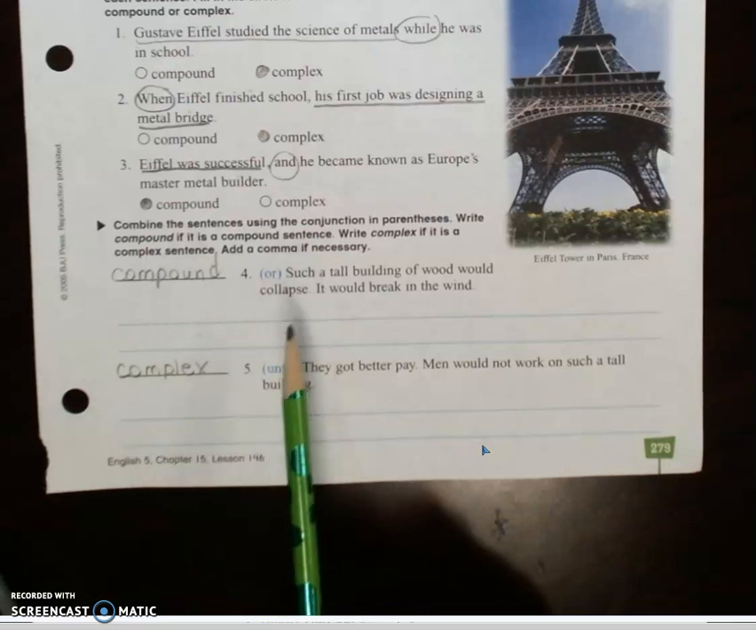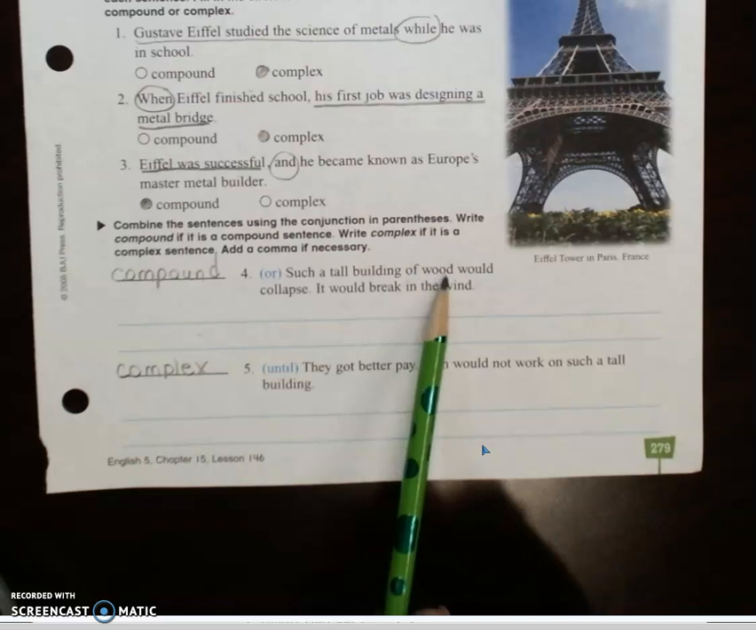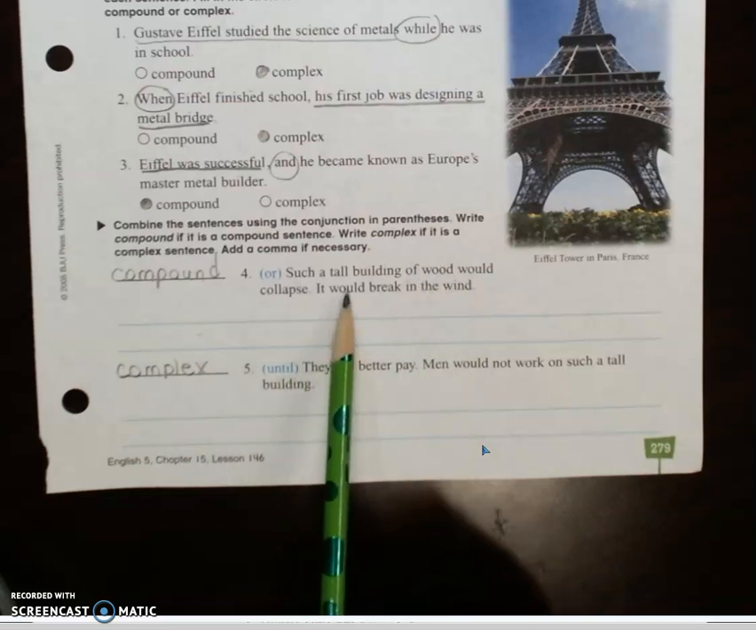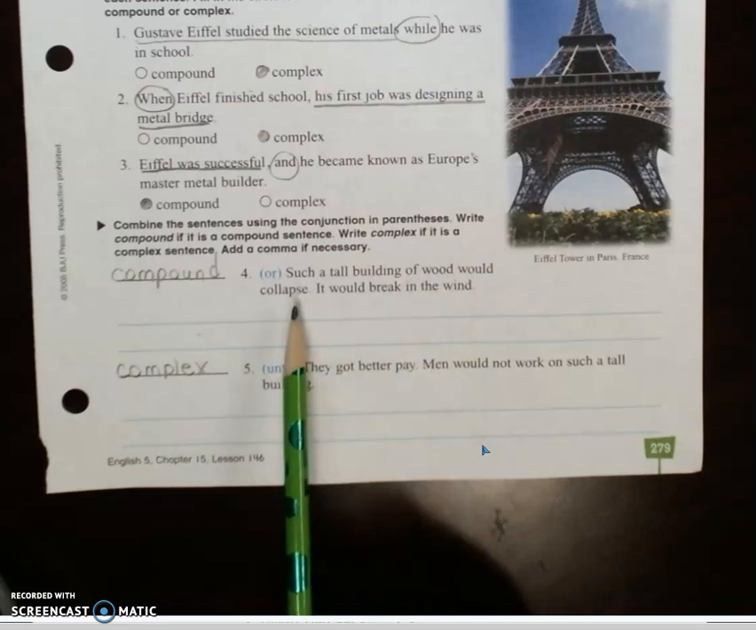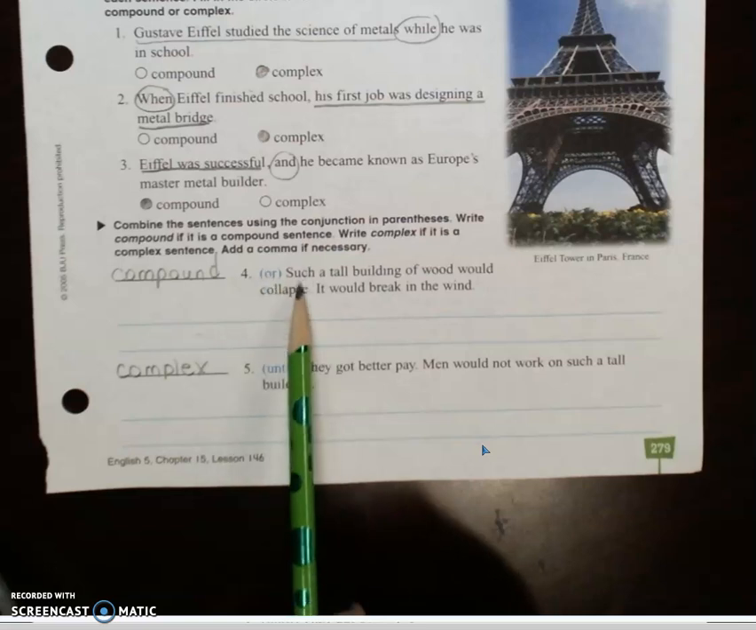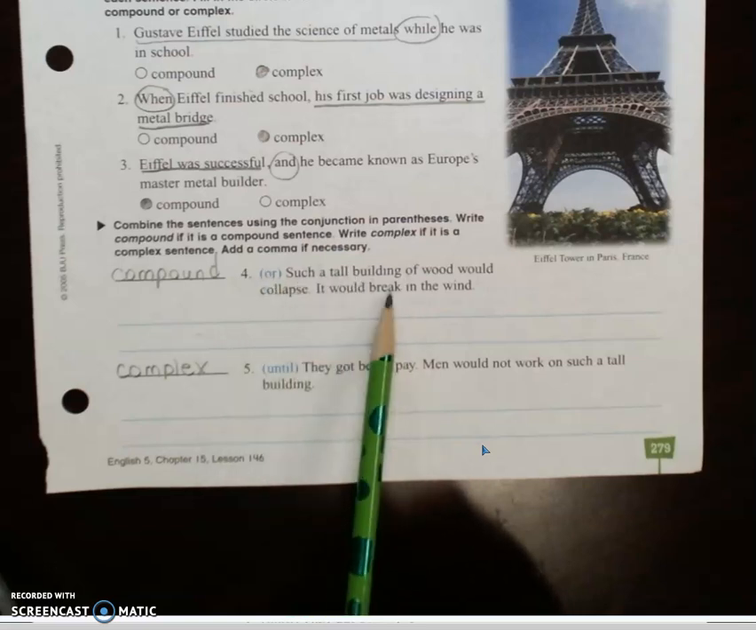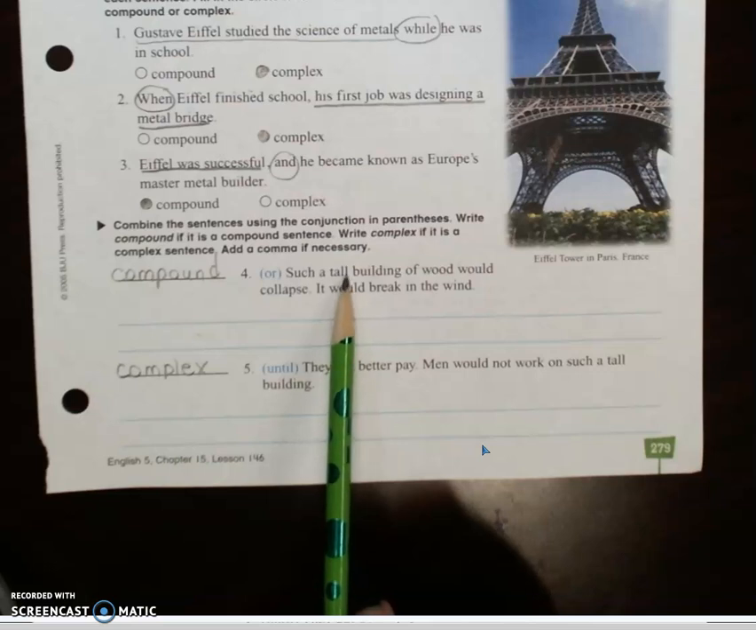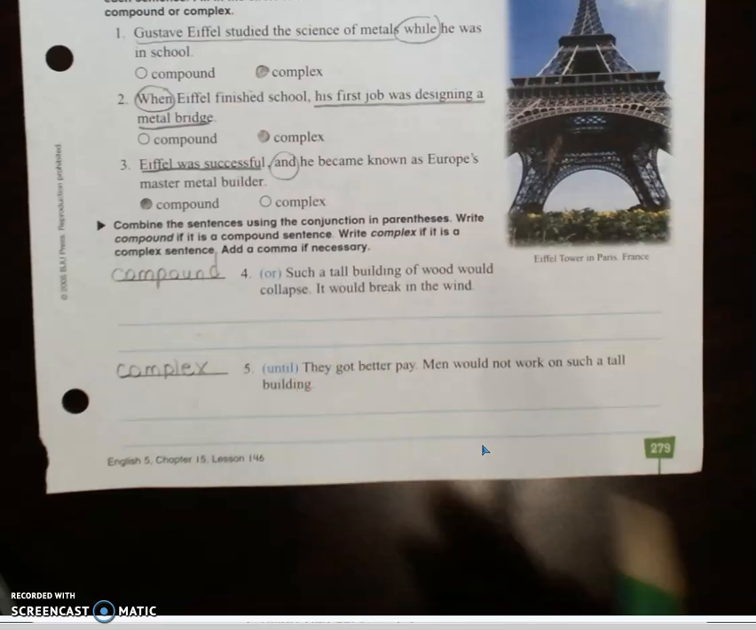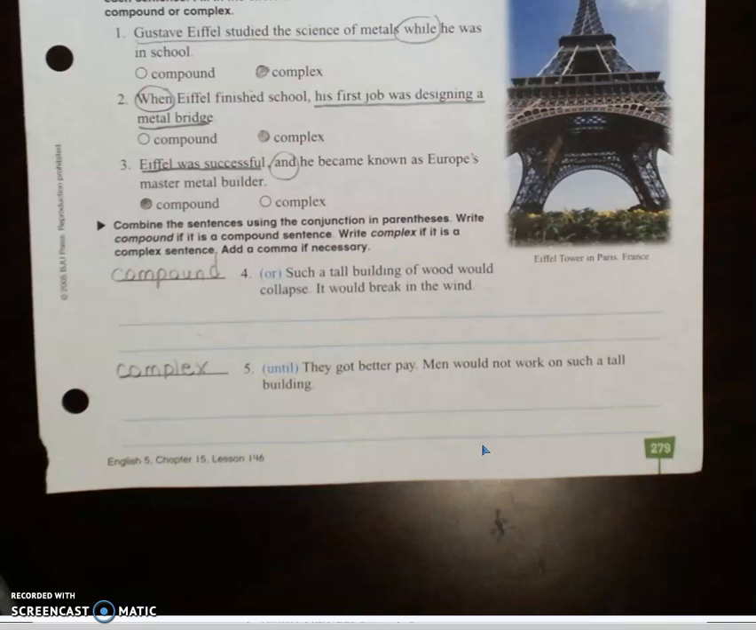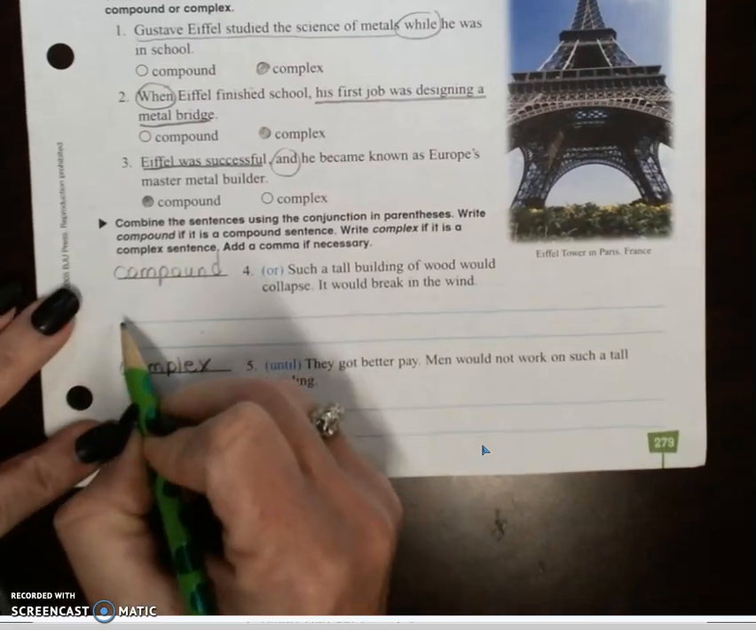Okay, so let's read the sentence. It says, such a tall building of wood would collapse. It would break in the wind. Okay, so we're gonna take, these are both independent sentences. These are both independent clauses that we can squish together and make a compound sentence. Okay, so we could say, such a tall building of wood would collapse, comma, or it would break in the wind. Okay, so let's write that real quick.